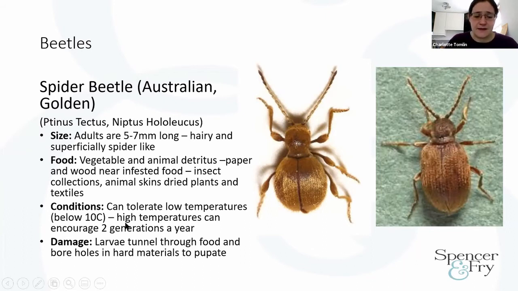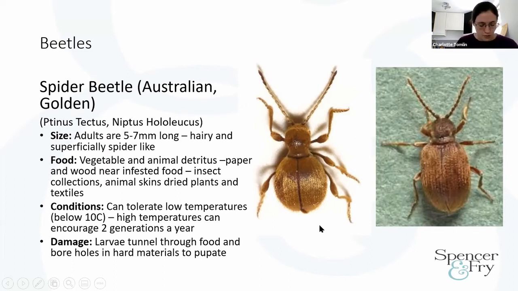And when they're ready to pupate, they bore into hard materials to create a safe place to turn into the fully grown beetle. And they can tolerate lower temperatures than other beetles, but high temperatures can really increase their life cycle, creating more beetles. So we've got two different types of common spider beetle here.